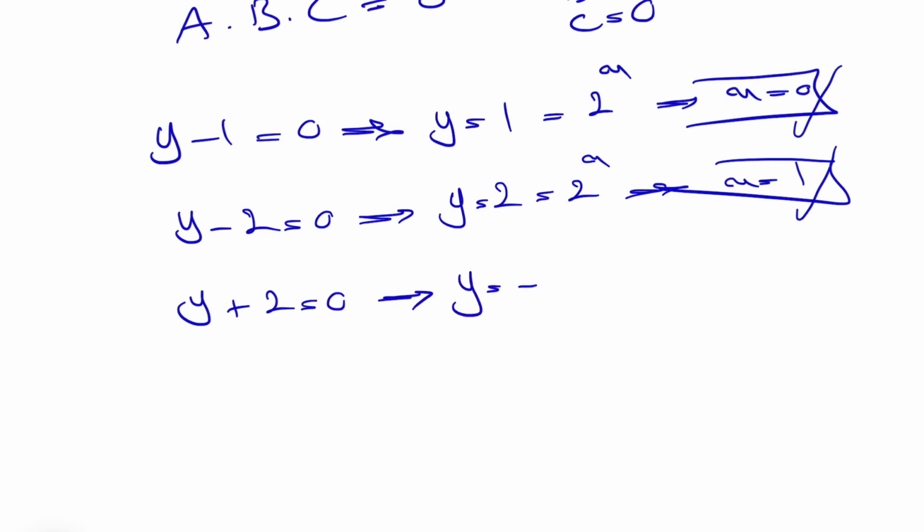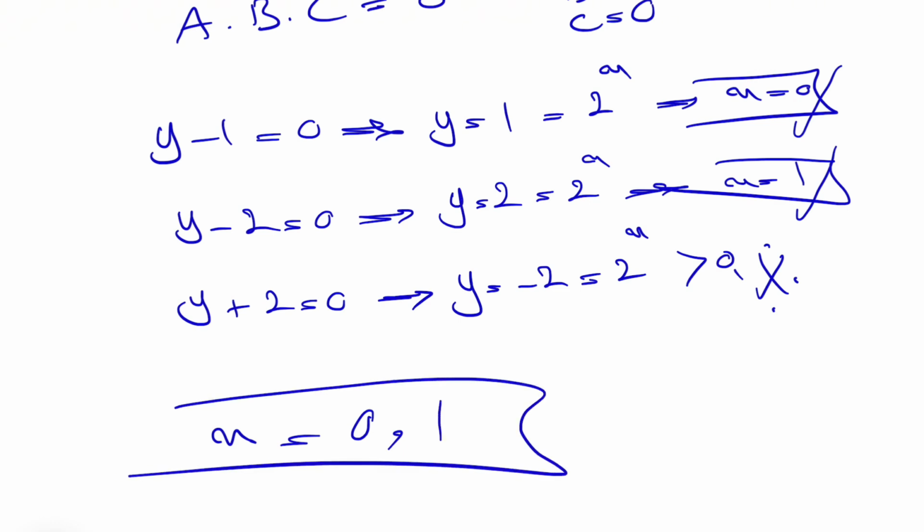And that means our y is minus 2. This will be equal to 2 to the power of x, which we know is greater than 0. So this cannot be an answer for us, because 2 to the power of x cannot be a negative number. So all in all, the two answers that we have for this question are 0 and 1, and that would be the final answer for this question.